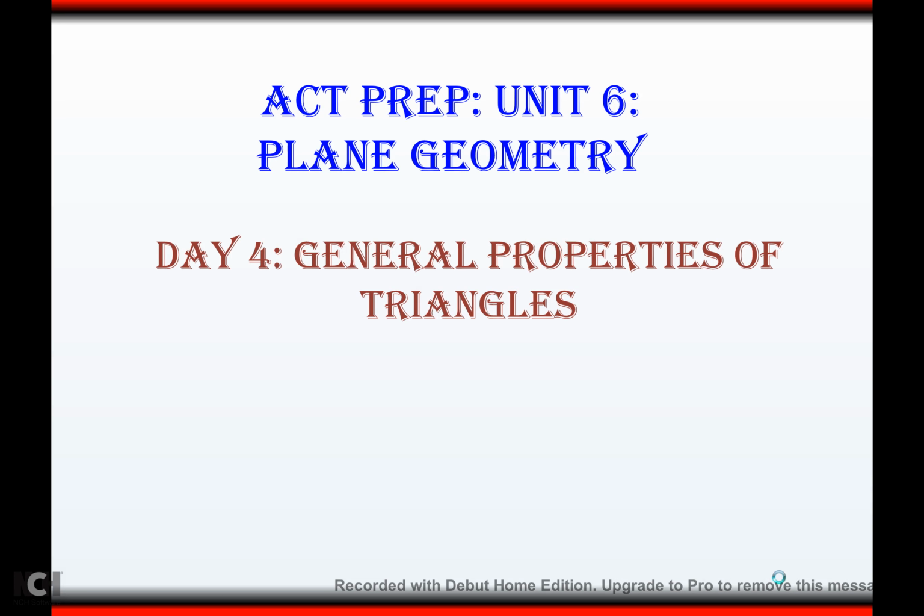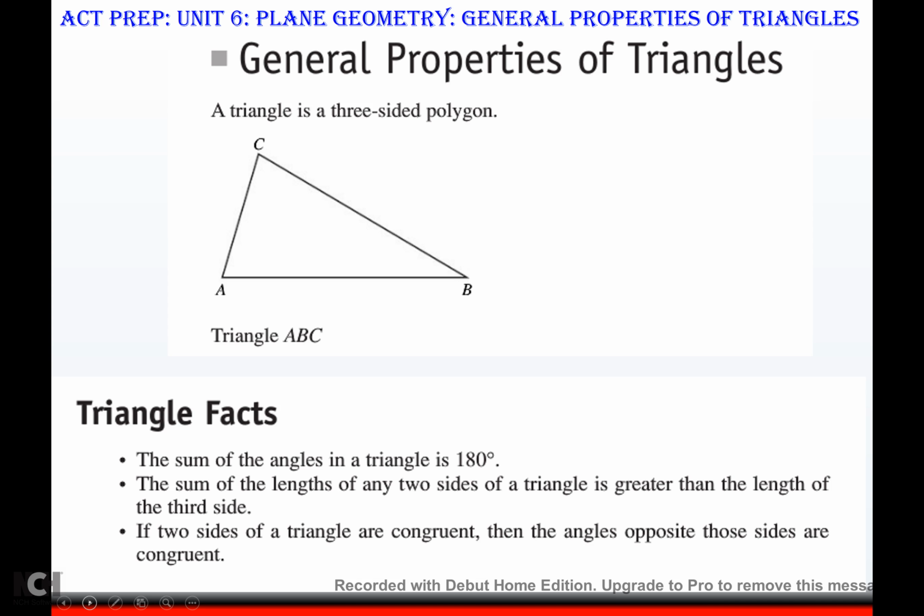All right, welcome back. We are still in Unit 6, Plane Geometry. Today we're going to talk about general properties of triangles. A triangle is a three-sided polygon. This would be labeled triangle ABC. You could call it ACB, you could call it BAC, you can call it BCA. Three coordinates name a triangle.